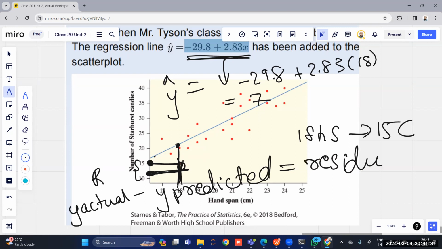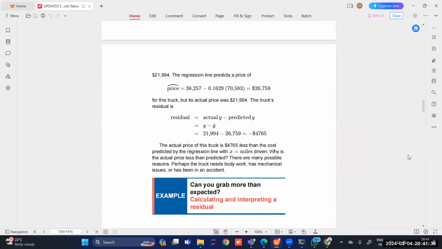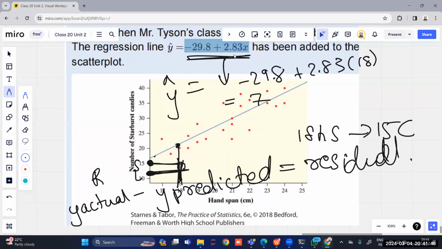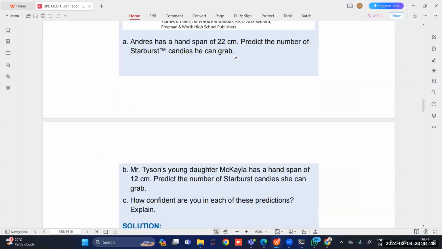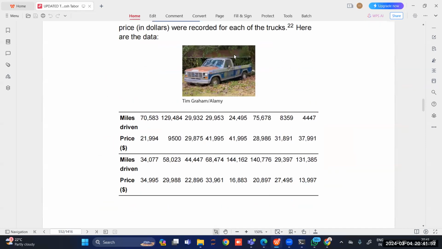Is it clear? Okay, that was residual. So this is how we'll calculate the residual of the price of the car that we were thinking of. In this data set, we had 70,583, and we had a price for it, 21,994.